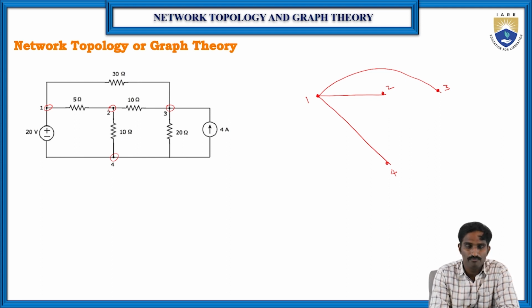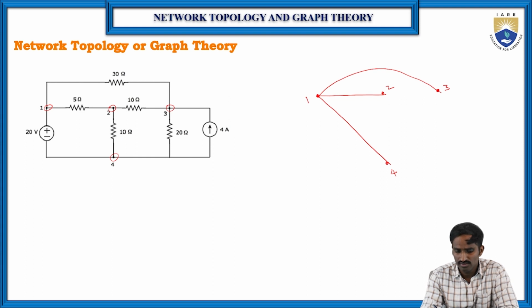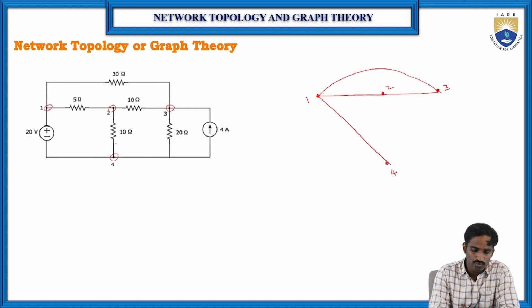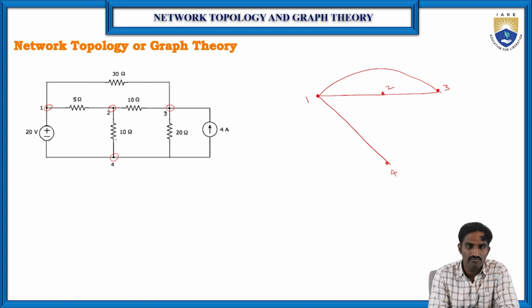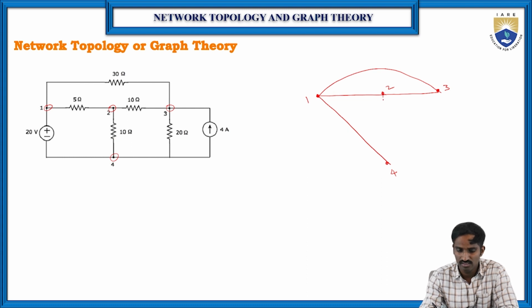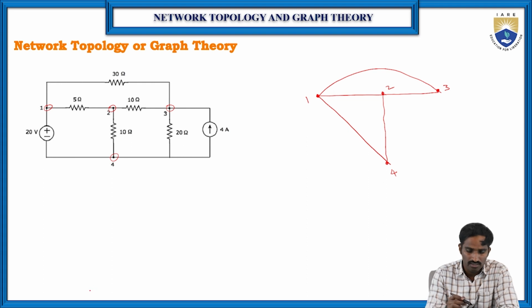From 1 we have finished. From 2 to 1 we have already drawn, and 2 to 3 has one passive element, which we also replace with a short circuit. Then 2 to 4 is also only one passive element, and again we replace it with a short circuit. Then 3 and 4.